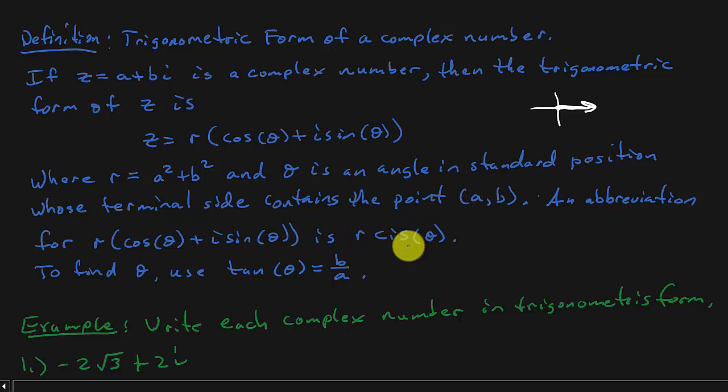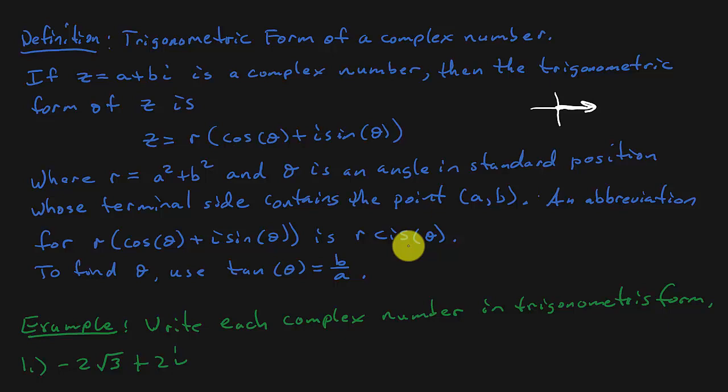Now, this next statement is to find theta. You might look in some textbooks and they find theta a little differently. They might use sine or cosine to find it. I just like to use tangent. I use tangent theta is equal to b over a, and that's what I use to find theta. Yes, you can use sine, you can use cosine.